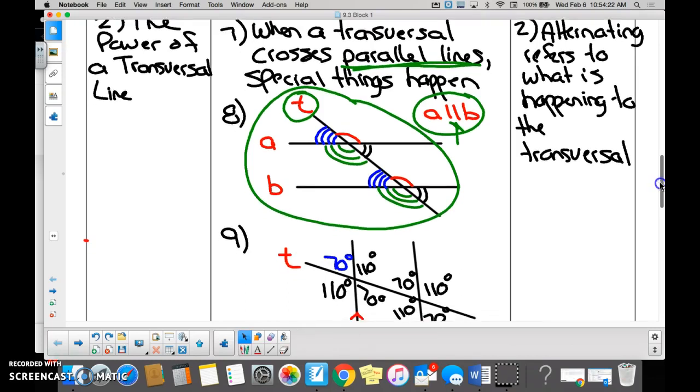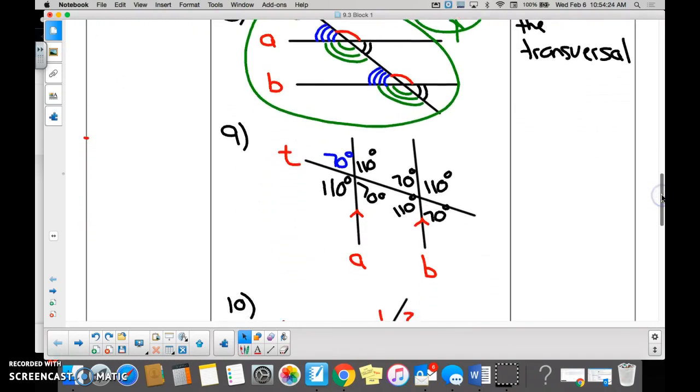Number 9. What did these 2 little red marks mean? Parallel. Means line A, line B are parallel, right? Cool. I gave you this measurement right here, right? Yes. Were you able to get the other 7 angles? Yes. The other 7 angles are in black there, right? Excellent.